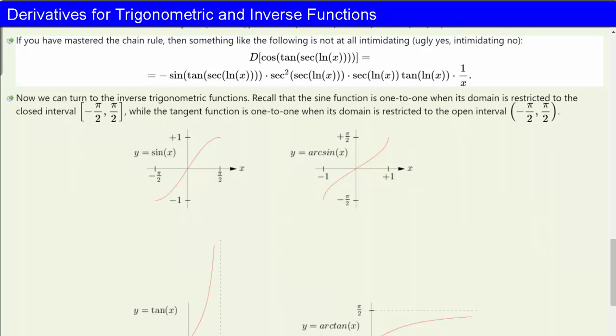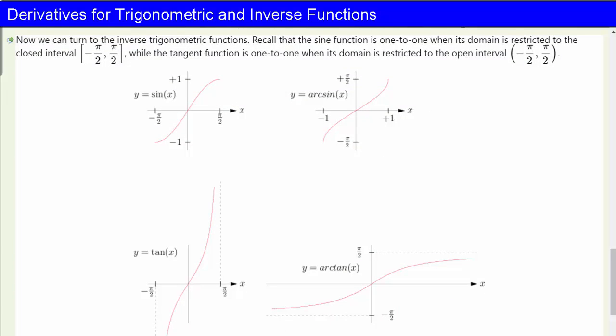As I hope you can see from these examples, memorization is not going to carry you through with complicated derivatives. You of course need to memorize the basic trig derivatives, but then you need a clear understanding of the chain rule. If you have mastered the chain rule, then something like the following is not at all intimidating. Ugly, yes, but not intimidating. The derivative of the cosine of the tangent of the secant of the log of x is minus sine of tan sec log x times sec squared of sec log x times sec log x tan log x times 1 over x.